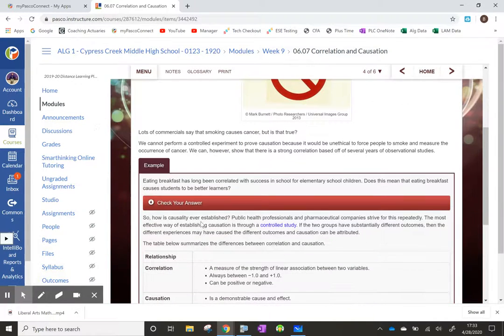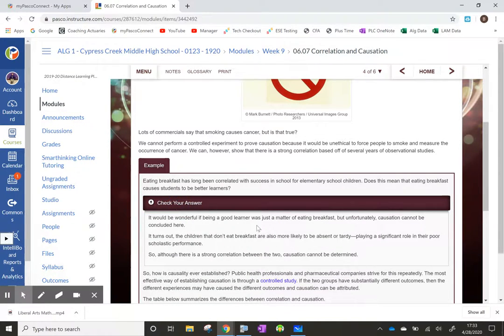Same thing with eating breakfast and success in school. So they always tell you as a kid, eat a good breakfast so that you're ready for school and your brain's functioning. But can you really prove that? Can you really prove that eating a good breakfast will make you perform better in school? Not really. There are other variables at stake here. Like, for example, people who don't eat breakfast may be more likely to be absent or tardy, so of course their grades are going to be bad.